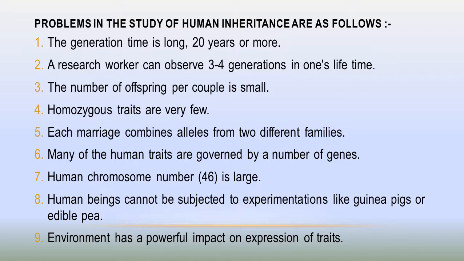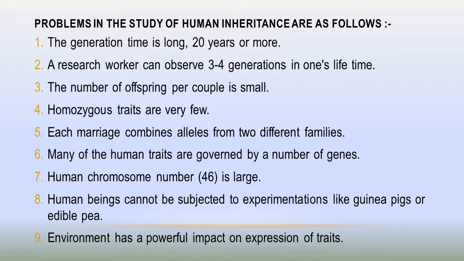Also, the number of offspring produced in humans is very small. Their homozygous traits are very few, and in humans, each marriage combines alleles from two different families. So that's why we use pedigree analysis.